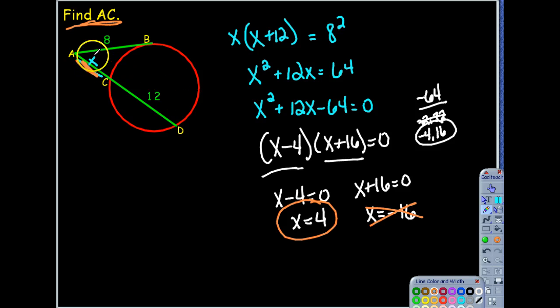But what if this had been like an x plus 50? Then it would have worked. Sure, because if I add 50 to a negative 16, I'm going to end up with a positive segment length still, too. And guys, checking it also, you could check it and say, okay, well, does 4 times 16 actually get you 8 squared? And it does. Right. Okay. So a couple ways to check. So here we wrote x is 4. Let's write AC. Oh, sorry. Measure of AC is equal to 4.